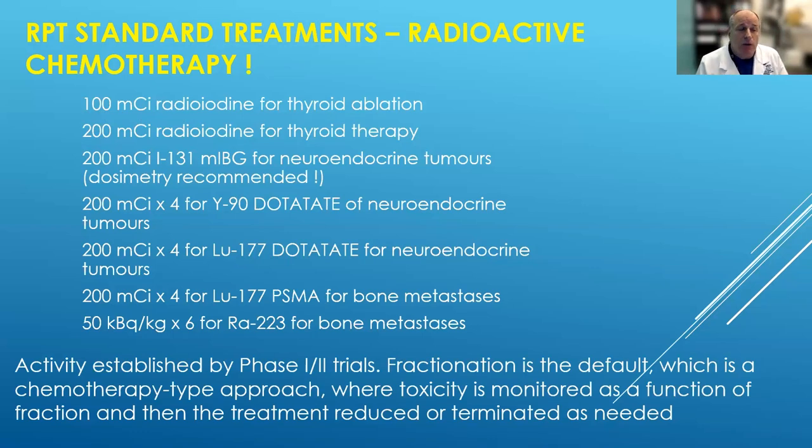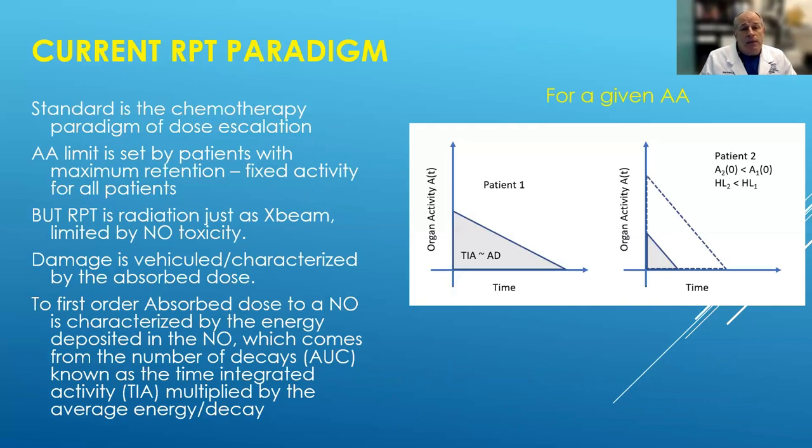And the amounts of activity that are administered, one size fits all, have been established by phase 1-2 trials, which escalate only on activity. And the fractionation is the default, which again is also a chemotherapy type approach, which has the advantage of allowing the treating physician to monitor toxicity, but it's not very scientific. So this is how these fixed activities are determined. As I mentioned, you escalate based on activity, and the patient that shows toxicity limits the amount of activity for everyone.